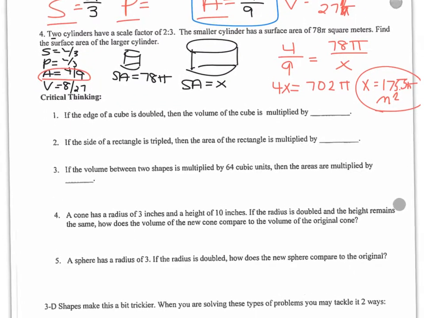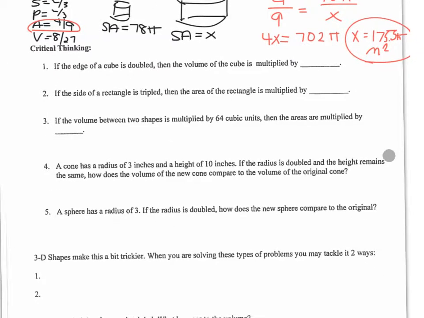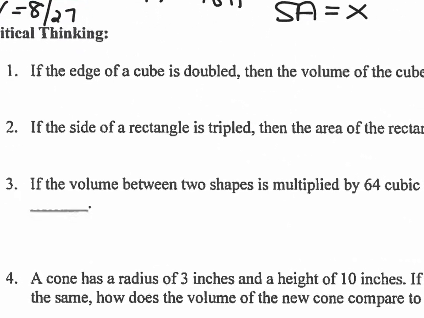These next questions are the heavy hitters on these problems. If I take a look at some of these critical thinking questions, it says if the edge of a cube is doubled, then the volume of a cube is multiplied by blank. Thinking about this might be a little hard for some of you, so my advice is let's go ahead and draw a picture. I'm going to draw a cube, and I'm actually going to zoom in so I have a lot of space to show my work.